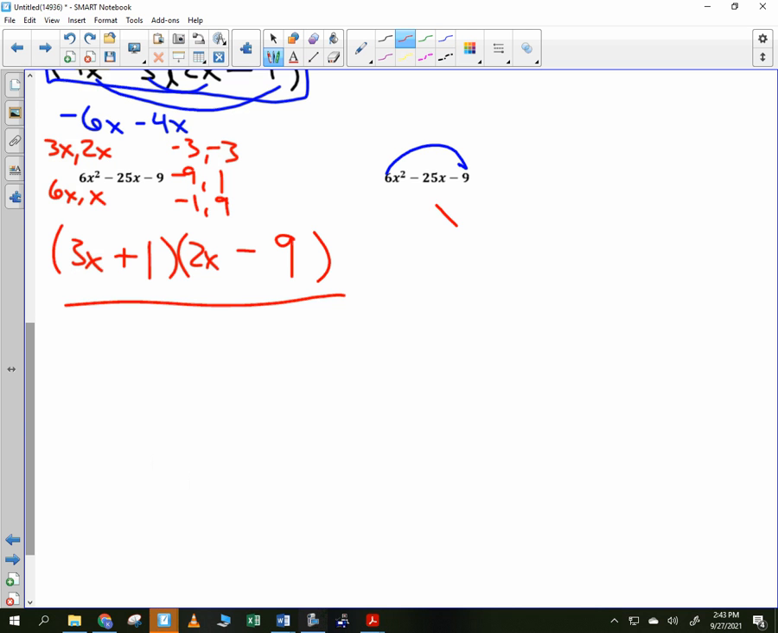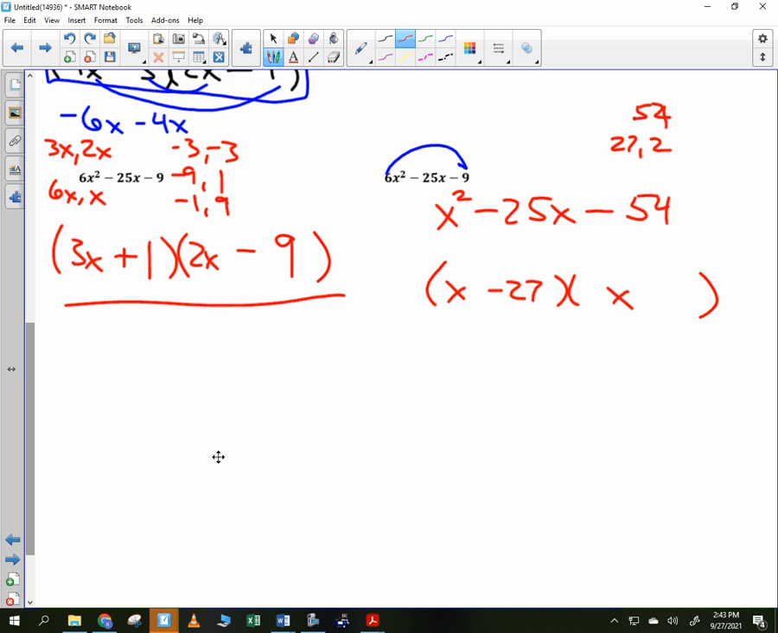Let's try that again. So you get x squared minus 25x minus 54. And it's hard to come up with those factors. It is. But in this situation, 54 divided by 2 is 27. So we have 27 and 2. You can see that that's going to get us to our 25. So minus 27 and plus 2. And then we got rid of 6, so you can put the 6 back on.